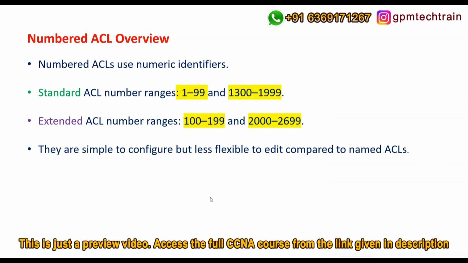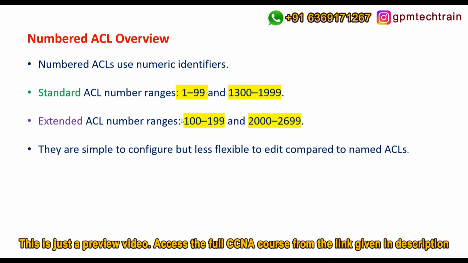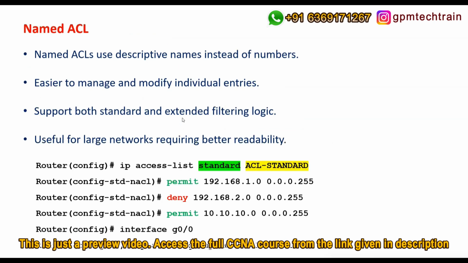So this is all about numbered ACL and named ACL. So far we have seen numbered, because we're using a number. We have some limitations when you use a number. It's not so flexible. However, when you use the named ACL, it's so flexible, and you can modify it easily. So this is how you need to configure the named ACL.